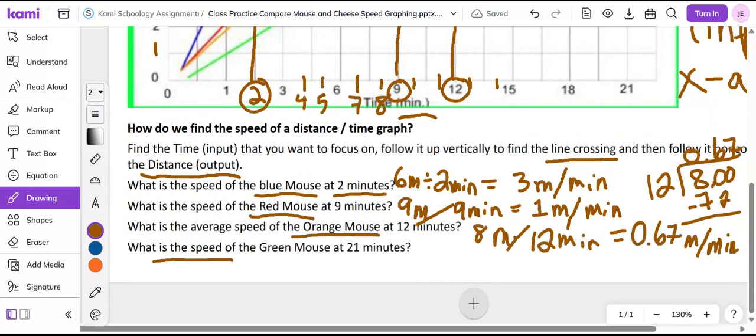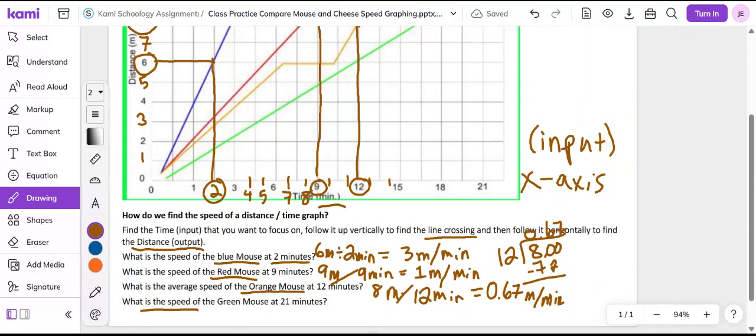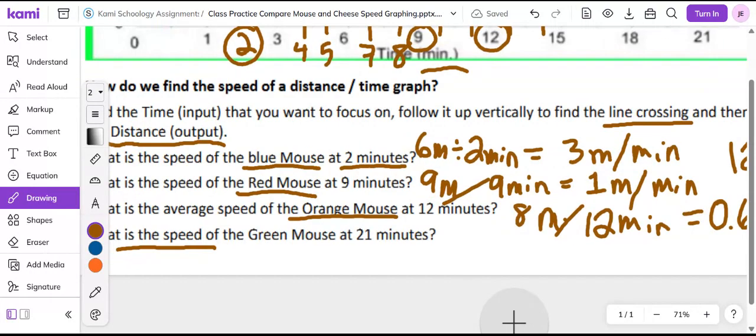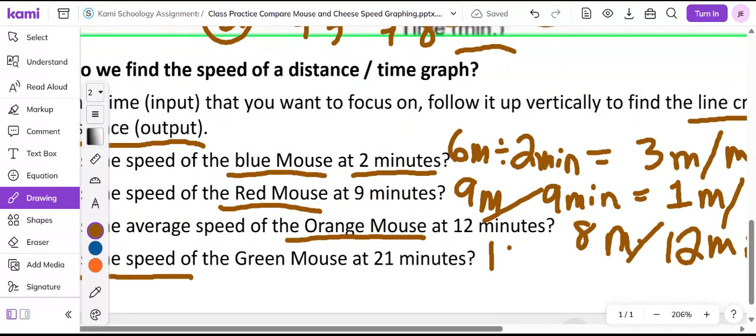What is the speed of the green mouse? So the speed of the green mouse at 21 minutes. 21 minutes. This guy, he's been out there for almost half an hour. And how far did this mouse get? All right, he's out there all over the place, taking his sweet time. 21 minutes, 10 meters. So let's make sure we got that set up correctly. And now we have distance, meters, divided by time, 21 minutes. And we're going to go ahead and calculate that. 10 divided by 21.